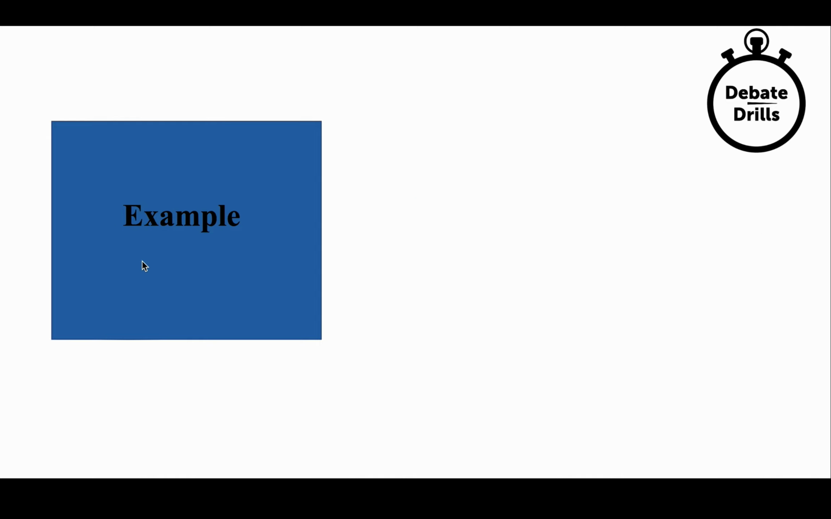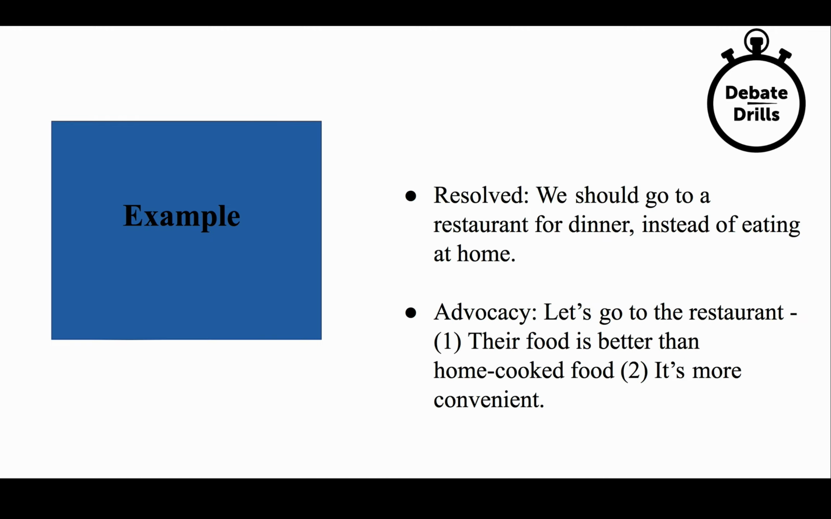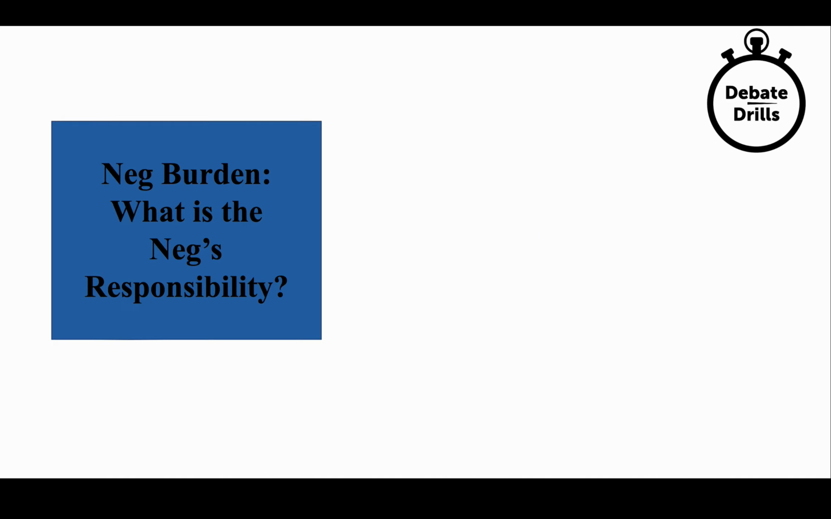So let's use an example to help illustrate some of these concepts. Resolved, we should go to a restaurant for dinner instead of eating at home. The advocacy, let's go to that restaurant. We are advocating this resolution. We are AF. First, the food is better at a restaurant than with home-cooked food, and second, it's more convenient. Those are the contentions, or the advantages, that are reasons to support that advocacy.